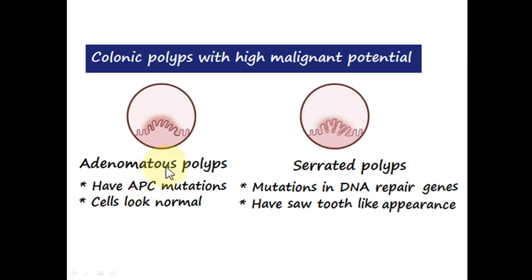Here, under the microscope, the cells look like normal columnar epithelial cells. But serrated polyps, which are associated with mutations in the DNA repair genes, are mostly supposed to give rise to the hereditary non-polyposis colorectal cancer, and they have the typical appearance of saw teeth. So the serrated polyps and the adenomatous polyps are very prone to undergo malignant transformation.